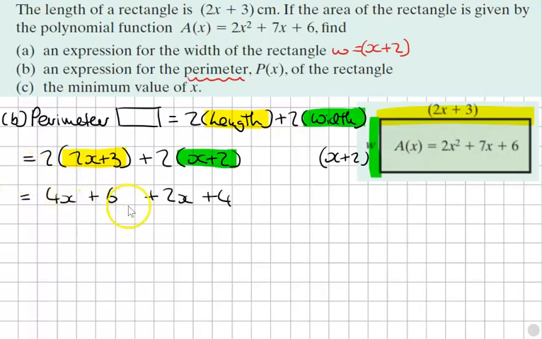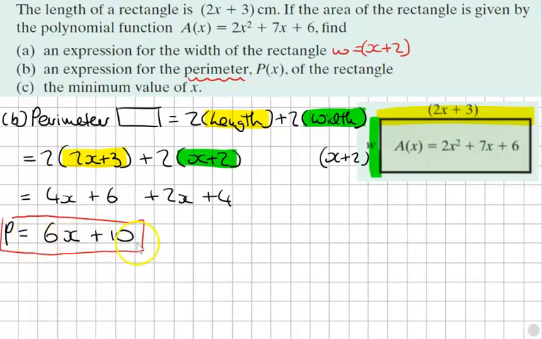So we get 4x plus 6 plus 2x plus 4, and simplifying we get 6x plus 10. So the expression for the perimeter is 6x plus 10. Therefore, p of x is equal to 6x plus 10.